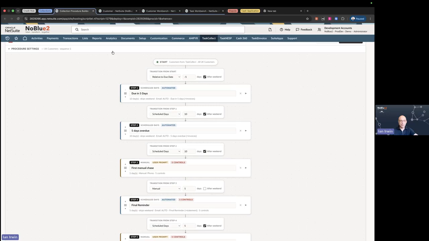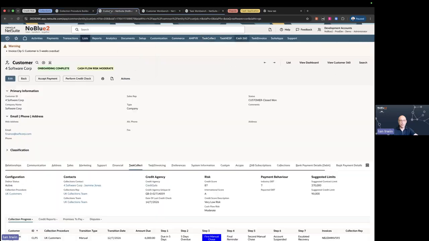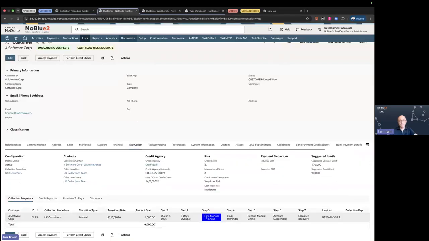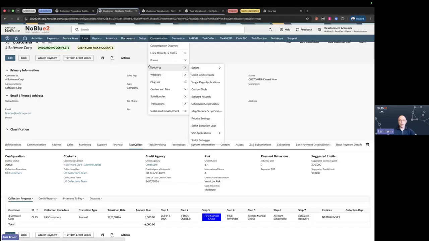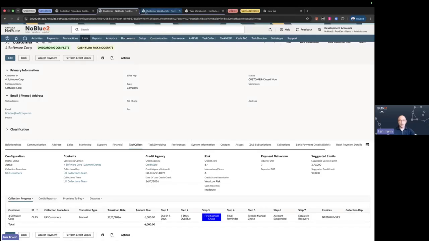We can see here the collection procedure assigned to the customer, and we can see that we are mid-cycle with this customer. We're currently partway through chasing them. They've had a couple of reminders already. Very clear and visual where we are at in the process. And that clarity and visualization is consistent throughout.